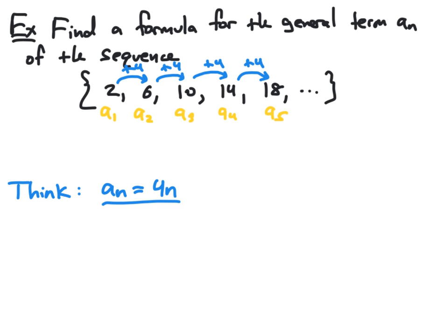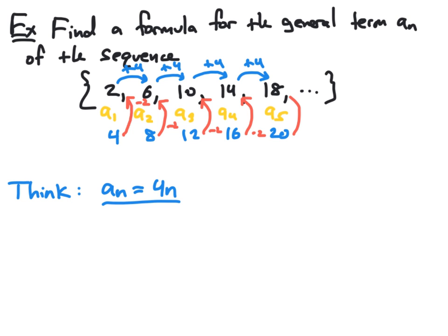However, we quickly see that this will not work exactly correct. If we use this formula a sub n equals 4n and evaluate this at n equal 1, 2, 3, 4, and 5, we see that our terms would be 4, 8, 12, 16, and 20. And those are not the terms that we have in our actual sequence. However, if we compare our original terms with the terms of our guessed sequence, a sub n equals 4n, we notice that if we take the sequence 4n and subtract 2 from each term, we get the sequence that we want.